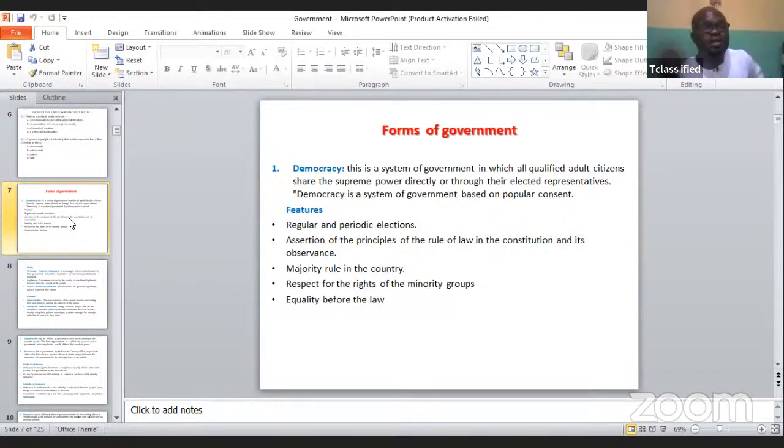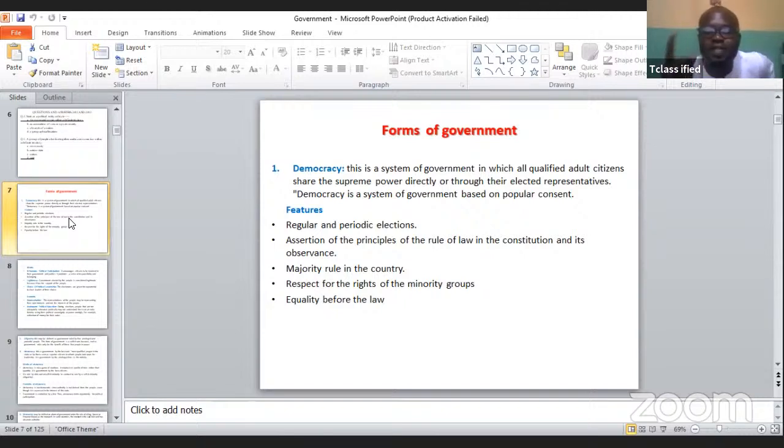And that's why when you come to Nigeria, when the president does some things, you see people saying that this is not a dictatorial kind of leadership, that is democracy, because there has to be rule of law, there has to be regular elections, and majority rule in the country. For every democracy, there is always majority rule.